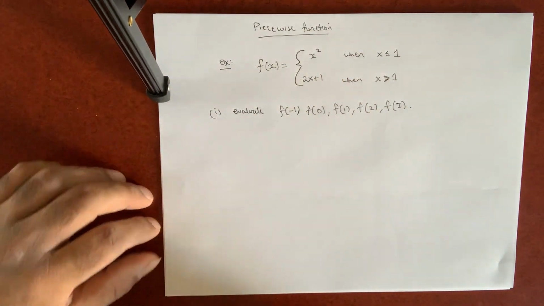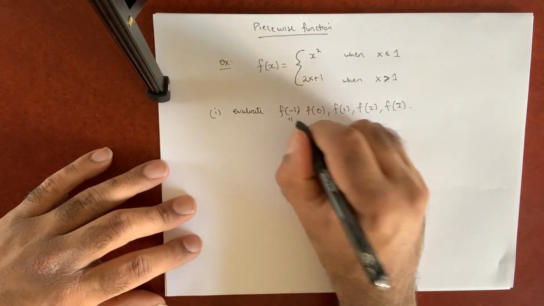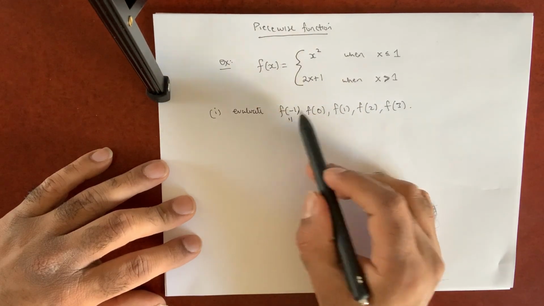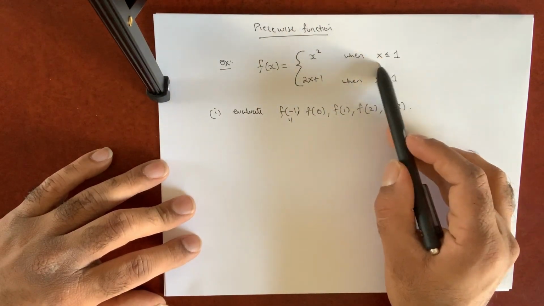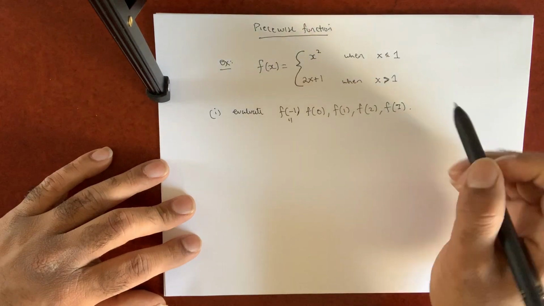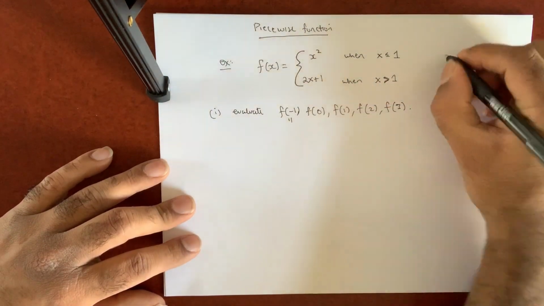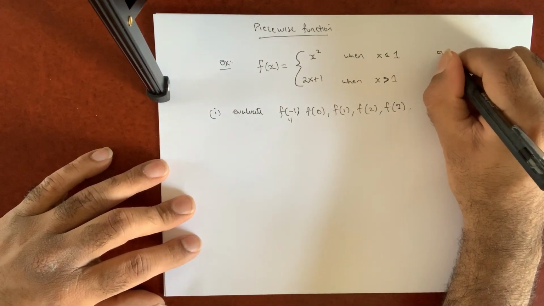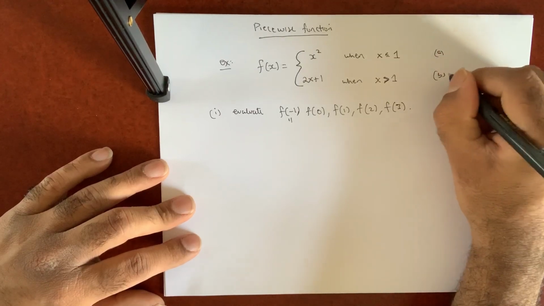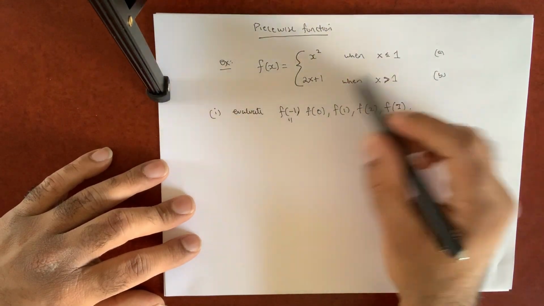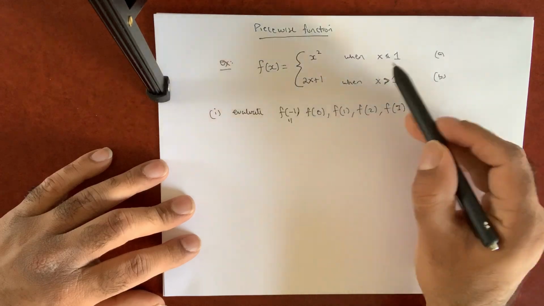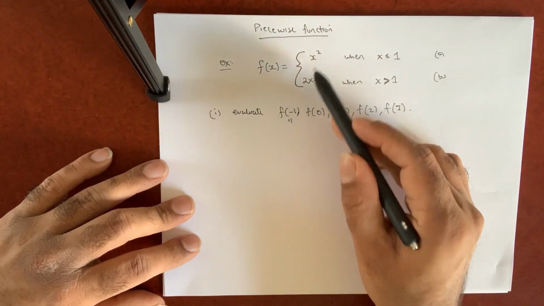And then we'll do the graph. So what is f of -1 here? Well, -1 is less than 1. So we're in this category, I'll call it category A, this is category B. This is category A because -1 is less than 1, so we're going to plug in -1 here.